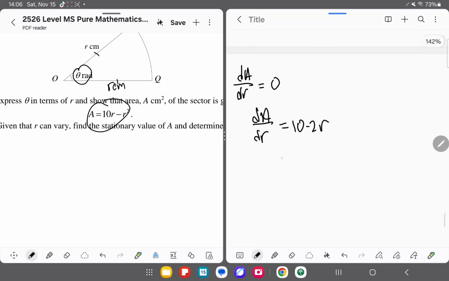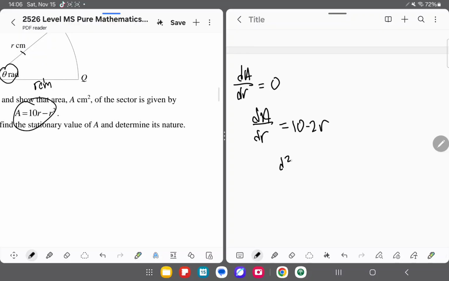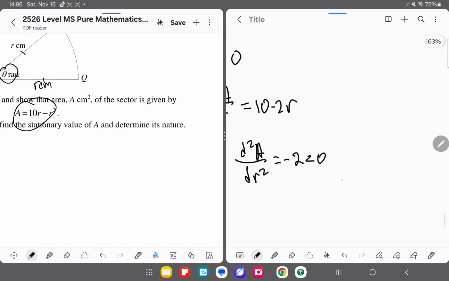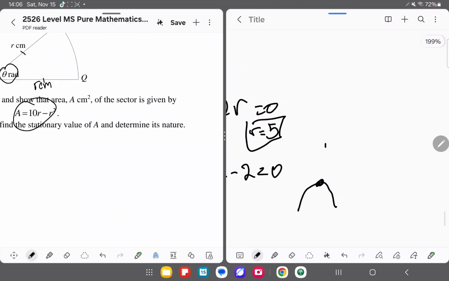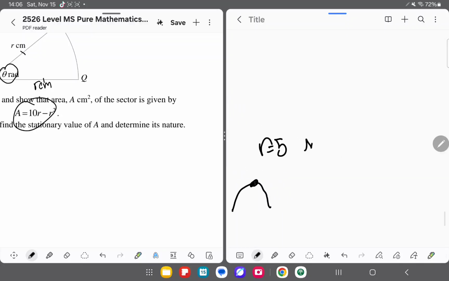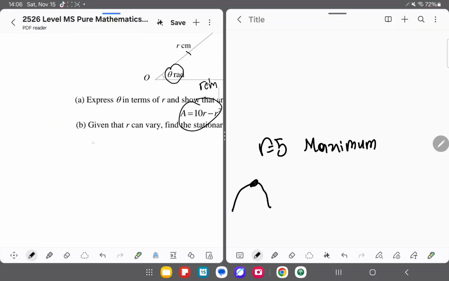If you want to know if it's always maximum or minimum, you can just do d squared A over dr squared, and we get minus 2, which means that the second derivative is always negative, and that means that it is always a maximum value here. Anyway, we'll just find the stationary value by setting it equal to 0, r is equal to 5. So now we know that r equal to 5 is a maximum. So here you can write r equals 5. Oh, and it is maximum.